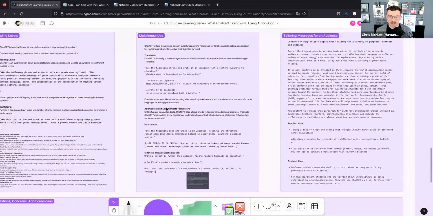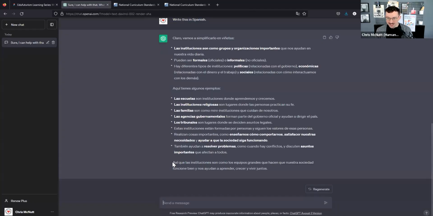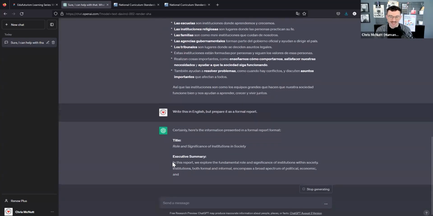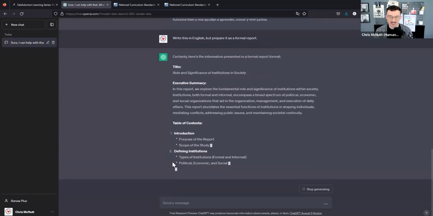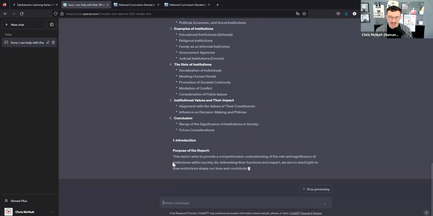Perhaps there's a way that we can build all three in together, where it's like different genres. So write this in English, but prepare it as a formal report. I don't even know what that's going to do. There you go. And then it will format it for us with the table of contents, executive summary, etc.